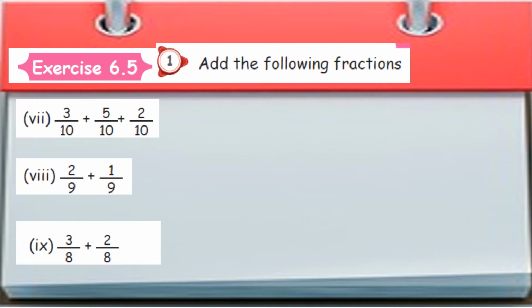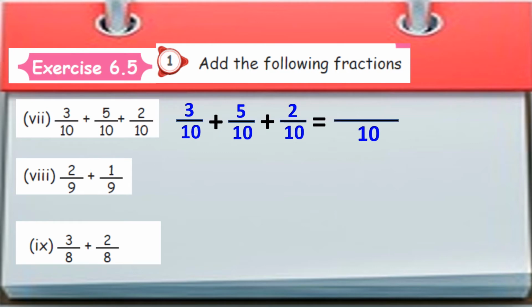Seventh sum. Here also all are like fractions. So let us move to the answer. At the top in the numerator column, 3 plus 5 plus 2, so 10. That's equal to 10 by 10. We have already known this, I think.